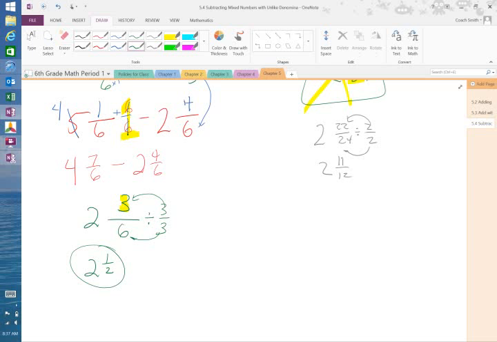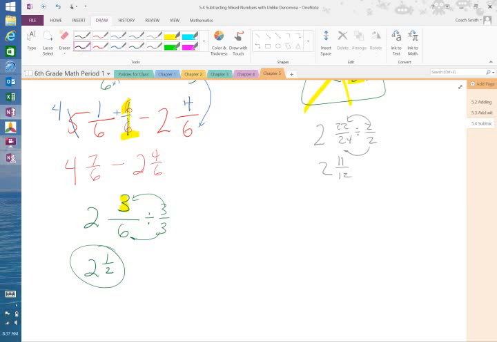Now, not all of them are going to be that difficult. A lot of them you're not going to have to borrow on. The way we know if we have to borrow is if the second fraction is larger than the first fraction once you have the common denominators. You'd never borrow until you have common denominators. That's the very first step any time we're adding or subtracting fractions: we must have a common denominator. Must have. That's the first step.